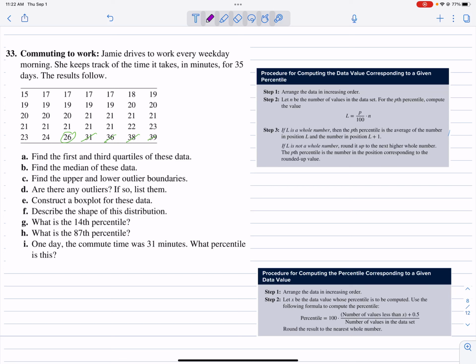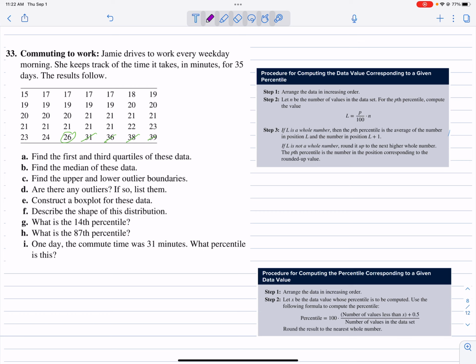In section 3.3, we have the formula that in the table is the procedure for computing the data value corresponding to the given percent. And the other formula is the procedure for computing the percent corresponding to the given data value. So in homework problem 33, we have problems G, H, and I.